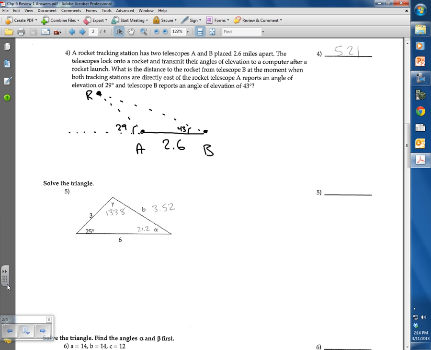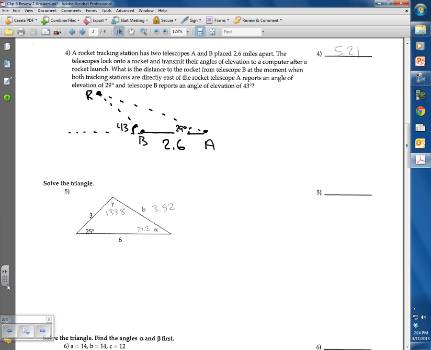I've drawn this incorrectly, and I know that because this angle, A, needs to be bigger than B based on the drawing. B is further away from R. It's going to be a more acute angle. So clearly we've drawn this backwards. So I'm going to erase here. It never told me where A and B were, so we can flip their positions here. Make this 43. Make this B. Make this A. Make this 29 degrees.